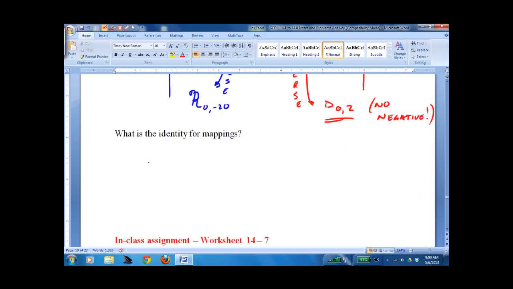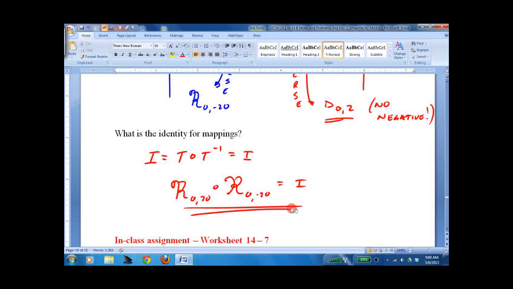So what do we call the identity for mappings? We call it a capital I. And T dot T to the negative first equals I. R dot R negative 20 equals I. Just the way we notate it. Identity. We're going right back and landing right on top of ourselves.